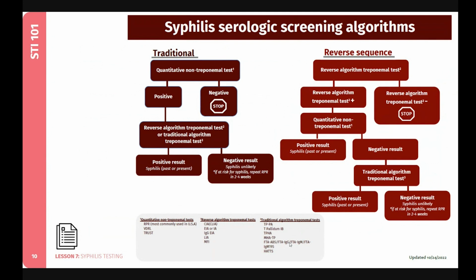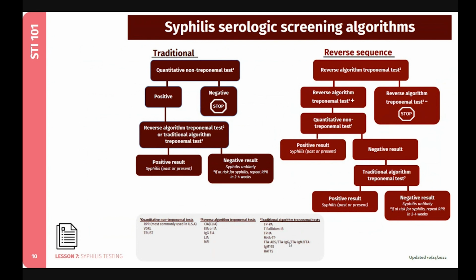Using the traditional screening algorithm, a lab would start with the RPR. If non-reactive, no further testing would be performed. If reactive, a treponemal test like TPPA would run. If the TPPA is reactive, syphilis is likely. If it is not reactive, syphilis is unlikely.